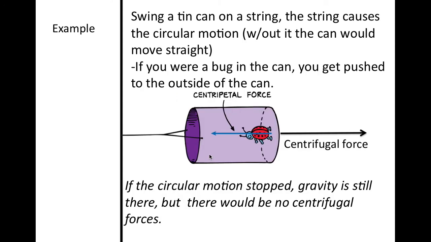For example, if you were to swing a tin can on a string, and inside, if there was a bug in here, remember that the string is the tension and it causes the circular motion. Without that tension, the can would just move in a straight line, right? If you were a bug in that can, you would get pushed to the outside of the can. And if the circular motion were to stop, then gravity is still there, but there would be no centrifugal forces.